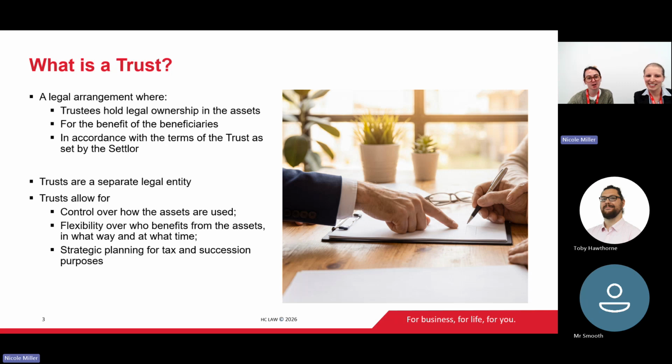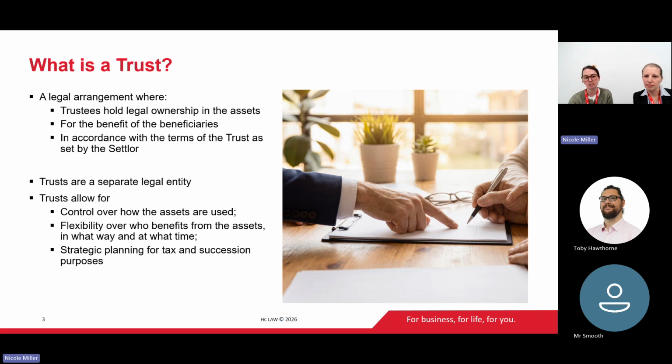What is a trust? So I think most people have heard of the term trust, but what actually is a trust? So it is effectively a legal arrangement that can be set up by someone either to come into effect on their death or to run during their lifetime. So the person who has set up the trust will be known as the settlor. And there are trustees appointed to hold legal ownership of the assets, basically, and always for the benefit of beneficiaries.